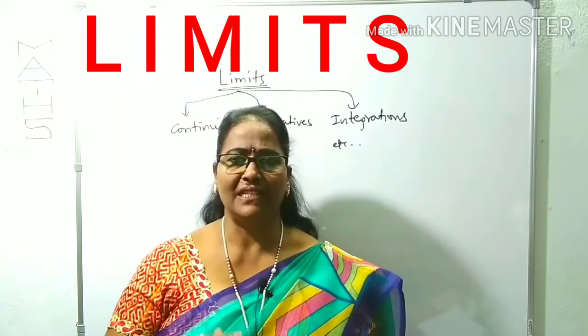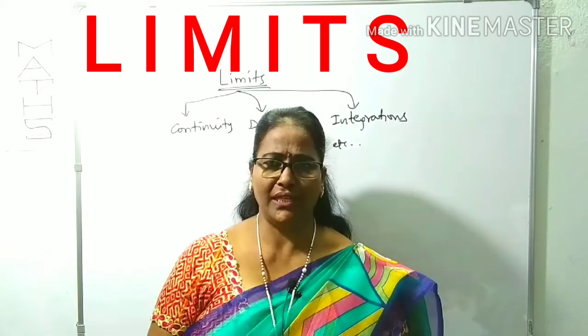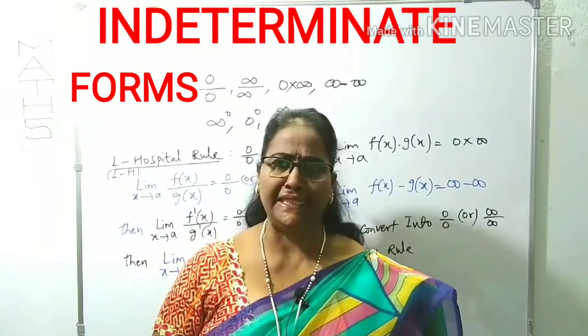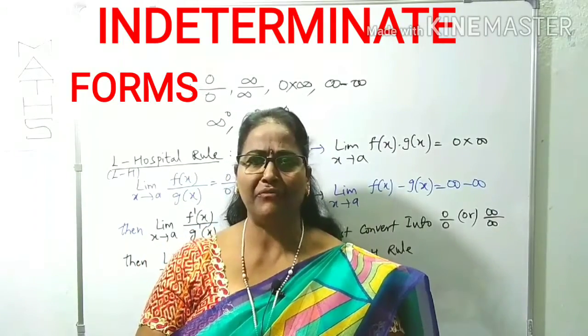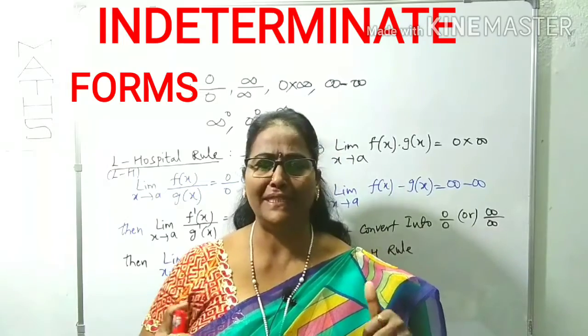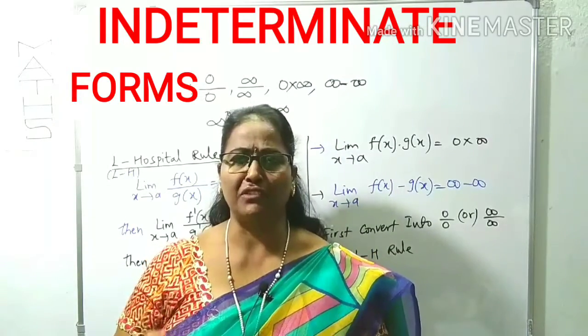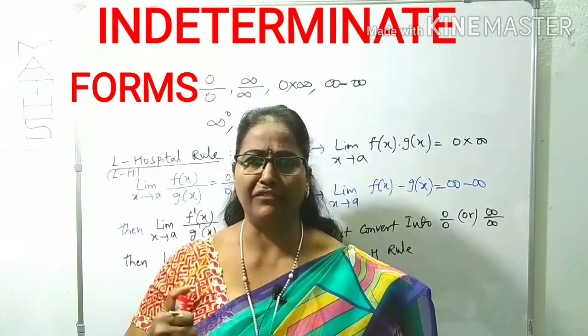From that, I will discuss 4 types of indeterminate forms in this video. So, are you ready? Right. Limits' indeterminate forms are what you have to know first. What are the indeterminate forms of the limits? Indeterminate form means it is not determined till now, so there is no particular value for that one. Such types of forms are called indeterminate forms.